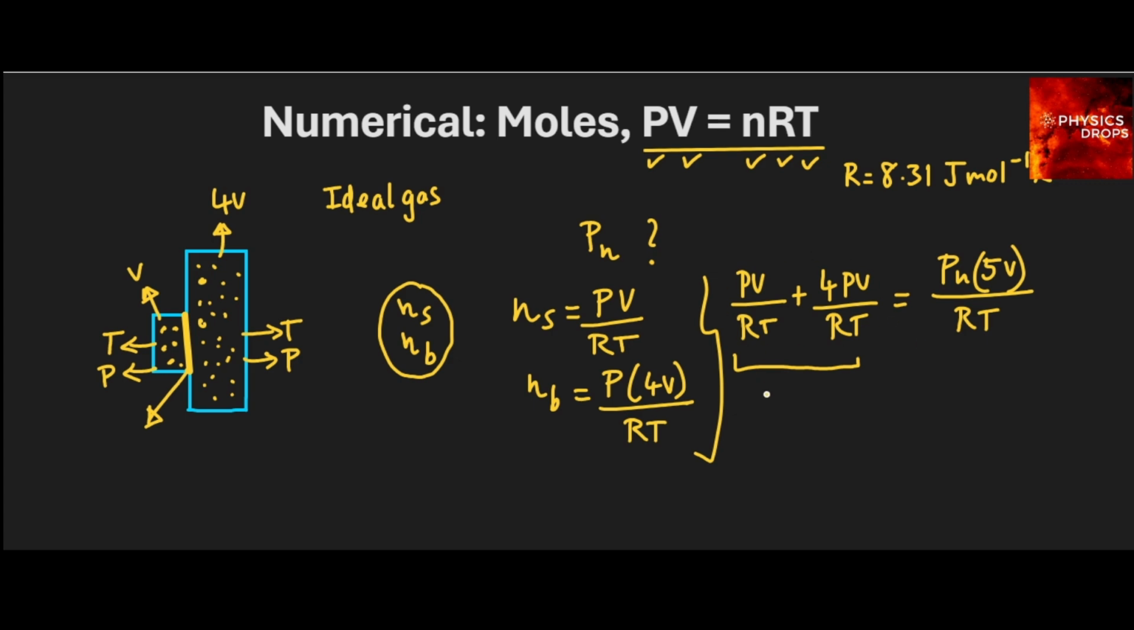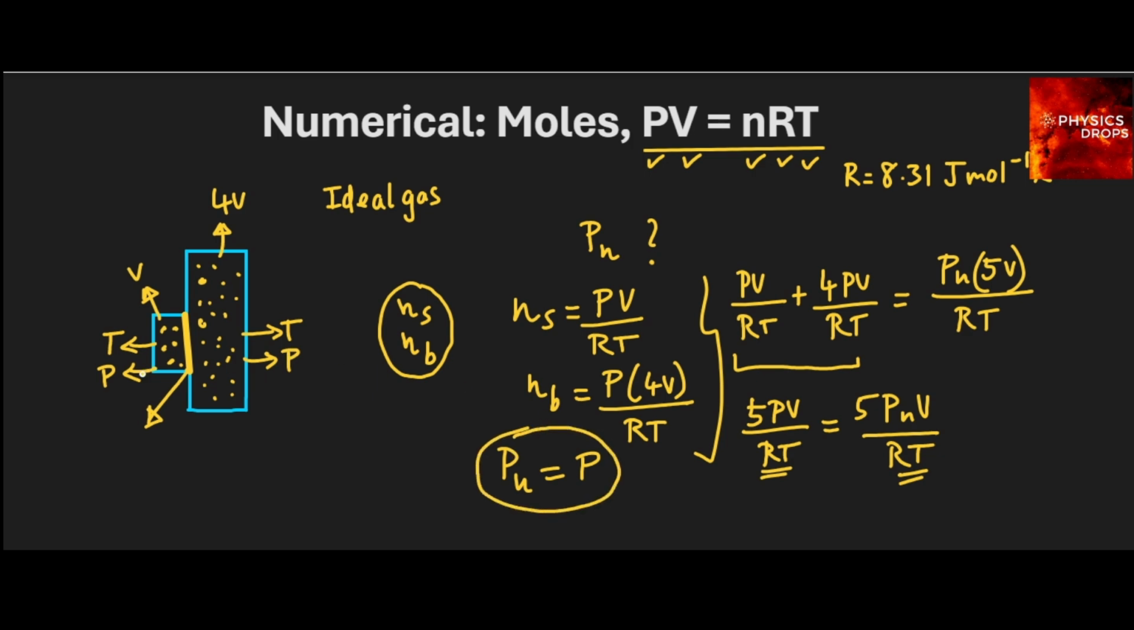Now if we combine the left hand side, we get 5PV by RT. This is going to be equal to 5PnV by RT. We can clearly see from this that RT is the same on both sides in the denominator. The numerator is 5V times P and 5V times Pn. So Pn is going to be the same as P. The new pressure is the same as the old pressure which was there individually in each container.